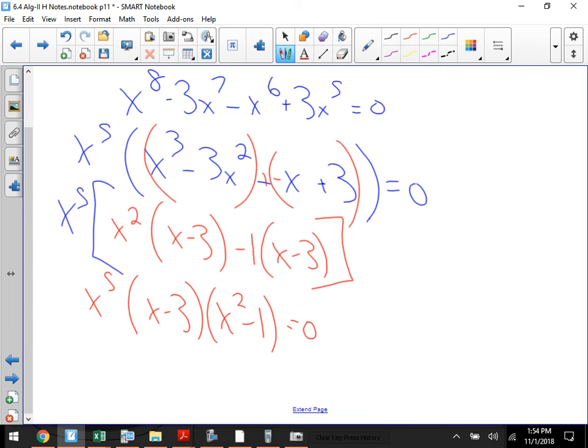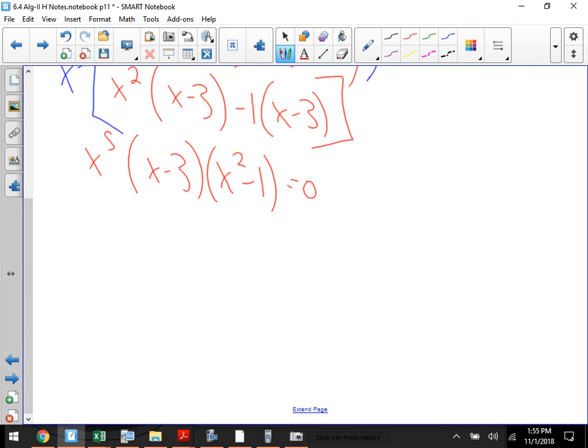It was an 8th-degree polynomial, which means you can have how many total zeros? 8. Well, we know this one is plus or minus 1. This is 3. And what's x to the fifth? 0. 0 with how much multiplicity? With multiplicity.